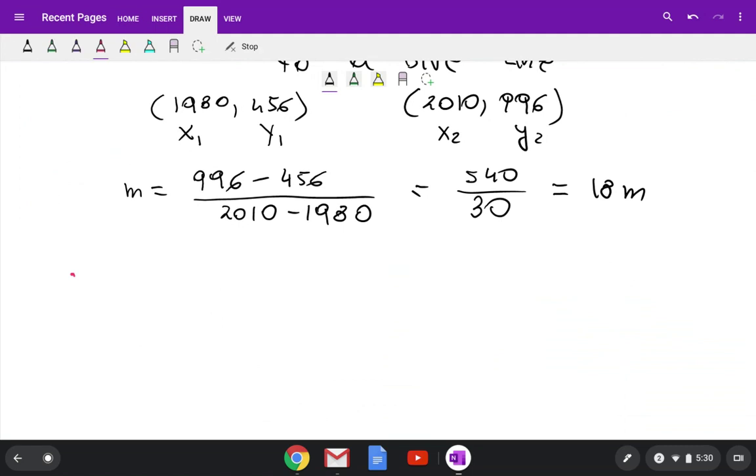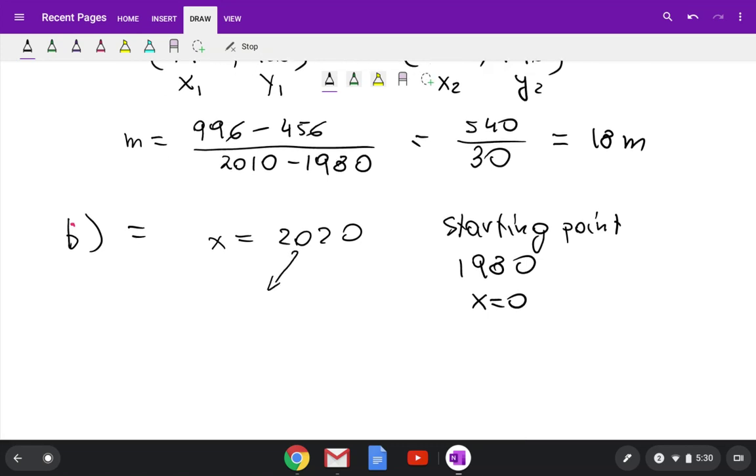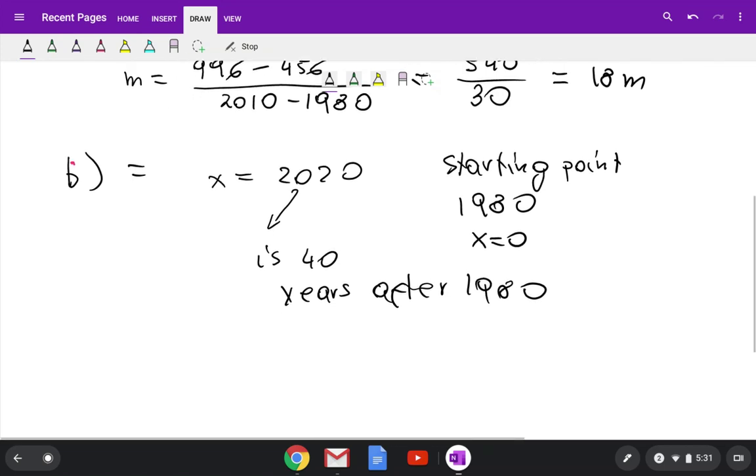For part B, they're asking how many women had a bachelor's degree in 2020. Don't forget that we started this study in 1980, so you should think of 1980 as x equals 0, your starting point. So 2020 is 40 years after 1980. To calculate, your x should be equal to 40.